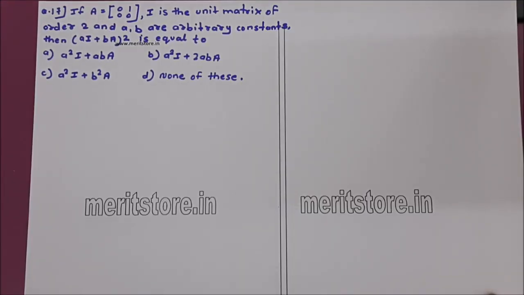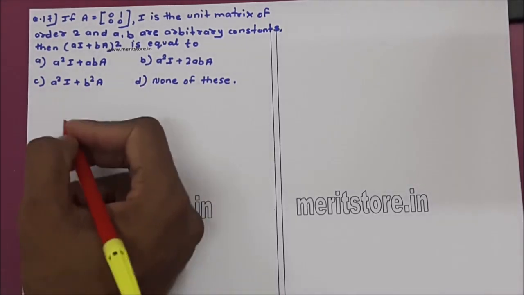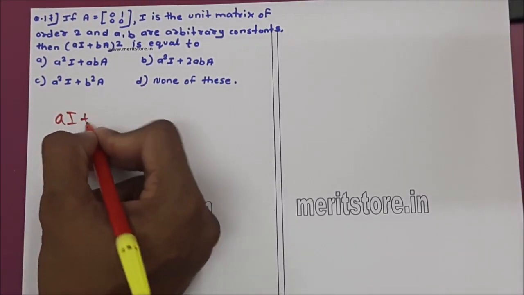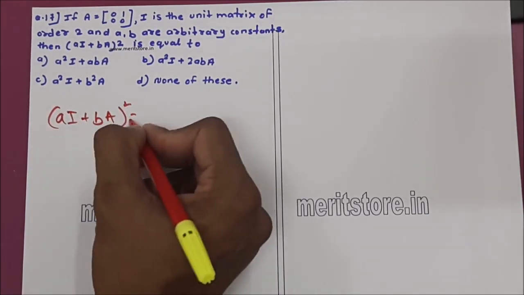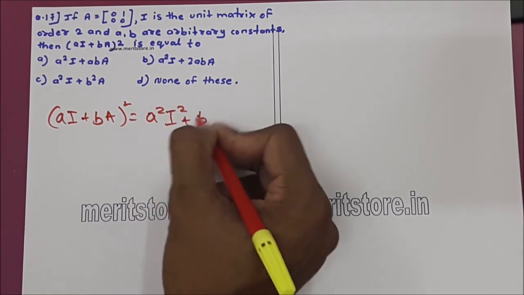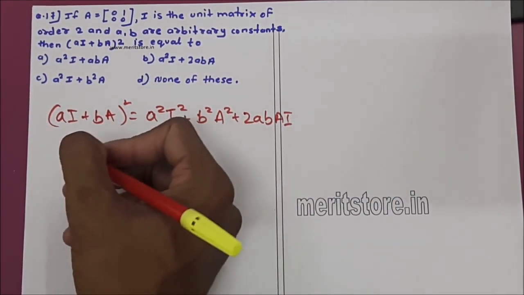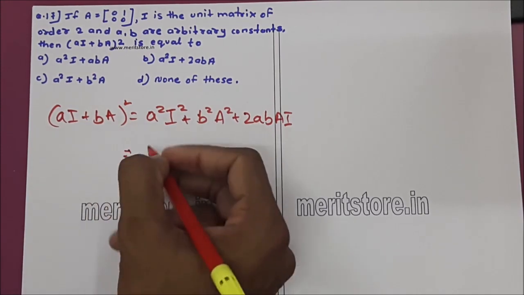Question 17. If A is a 2 by 2 matrix, where I is the unit matrix of order 2 and a, b are arbitrary constants, then (aI plus bA) the whole square is equal to, we have four options A, B, C and D. So we solve for the equation that we have. We use the formula (a plus b) the whole square and solve it.